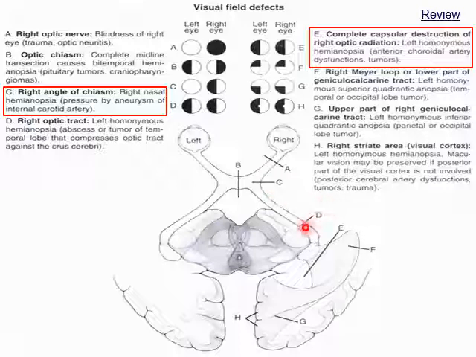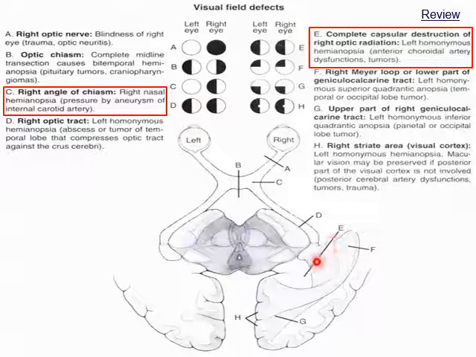If you cut the right optic tract, the right optic tract carries the vision from the left halves of both visual fields. So it will cause left homonymous hemianopsia, and this could be due to a brain tumor or abscess affecting the optic tract.